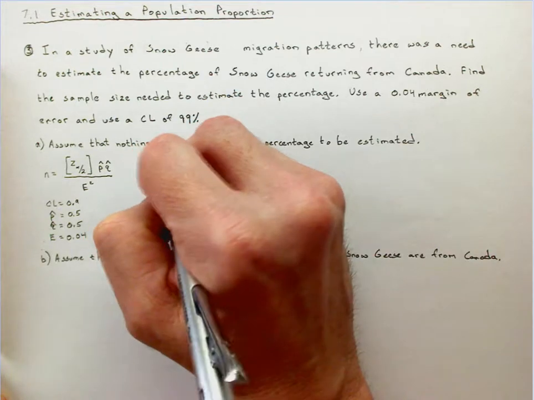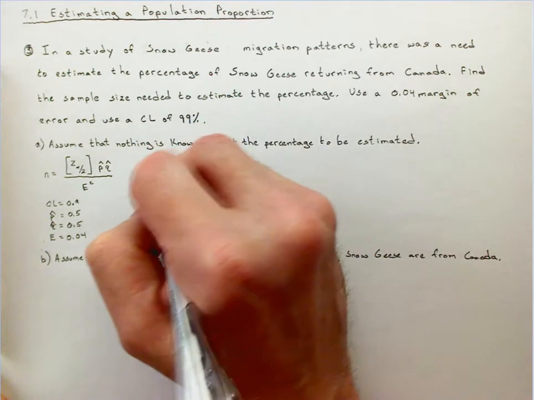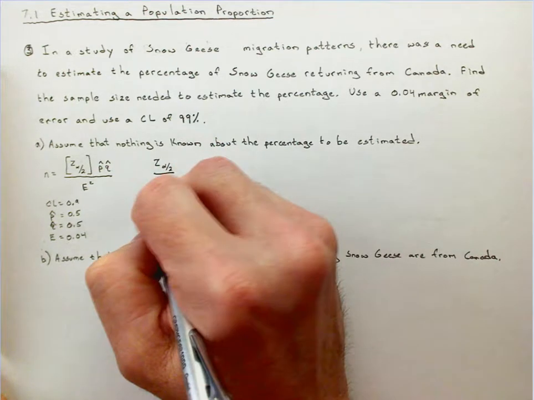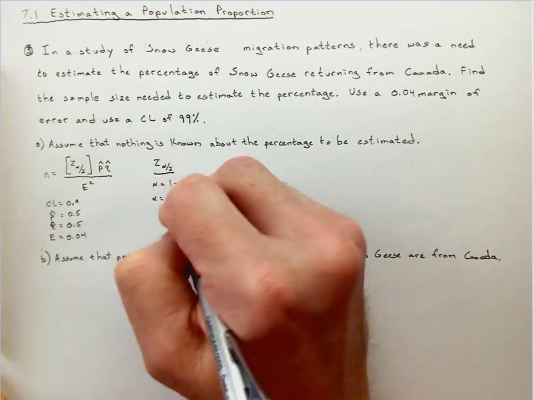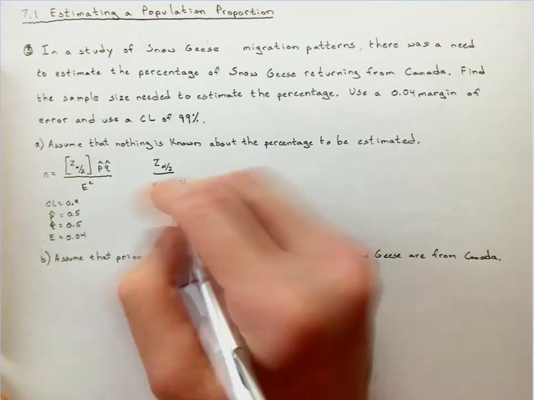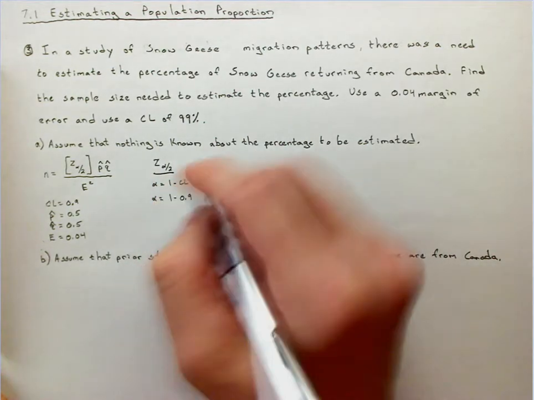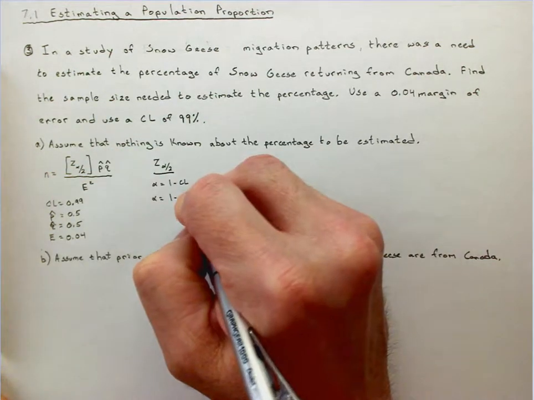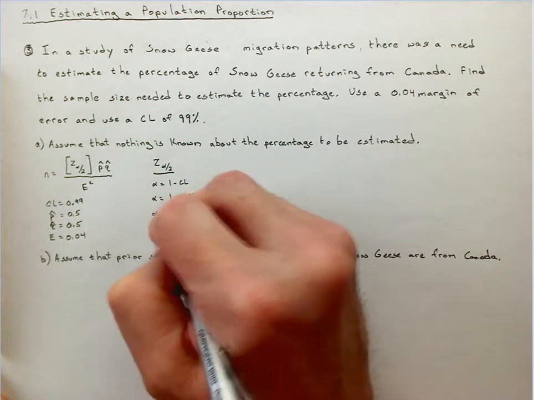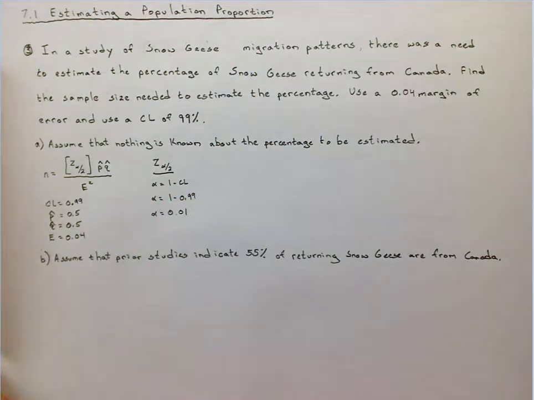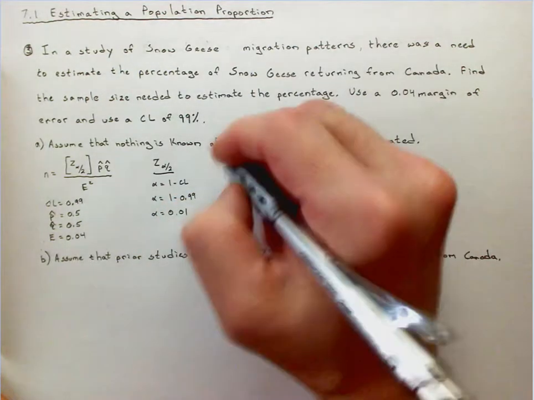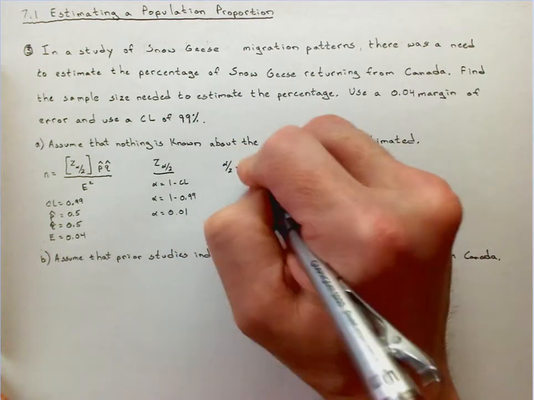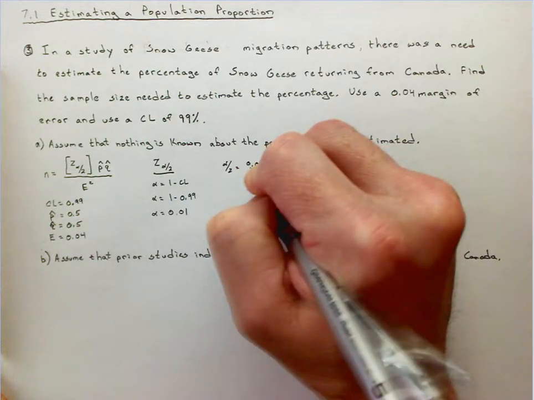I know that alpha is equal to 1 minus the confidence level. So alpha equals 1 minus 0.99, sorry, 99%. So alpha equals 0.01. Therefore, alpha divided by 2 equals 0.01 divided by 2.